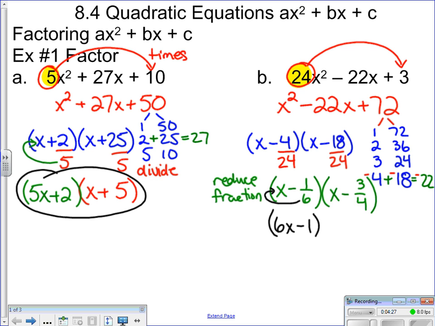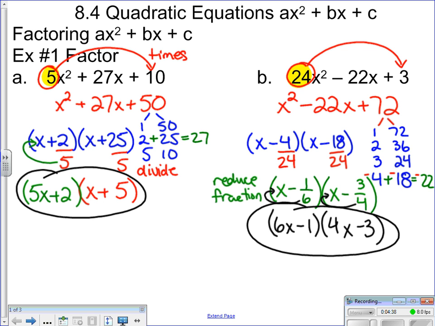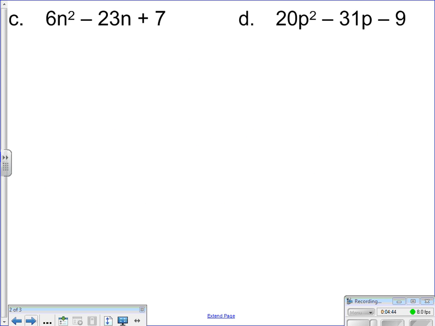6x minus 1, slide the denominator. 4x minus 3. And that is the factors for this problem. Okay? All right, I got 2 more on the next slide. Now, if you'd like to pause here and try C, would be a good time.